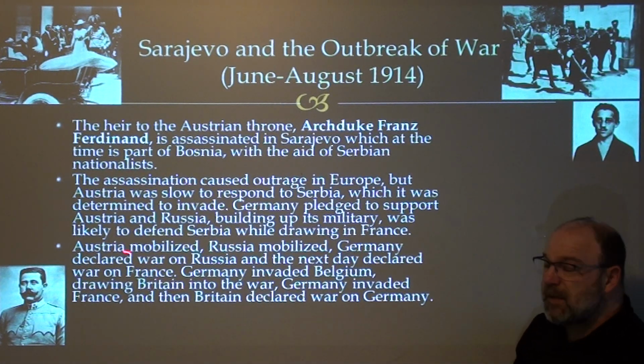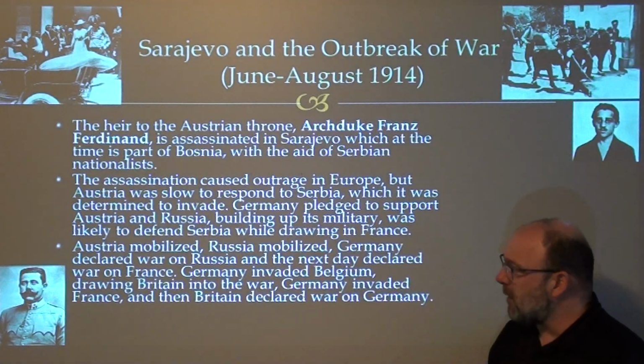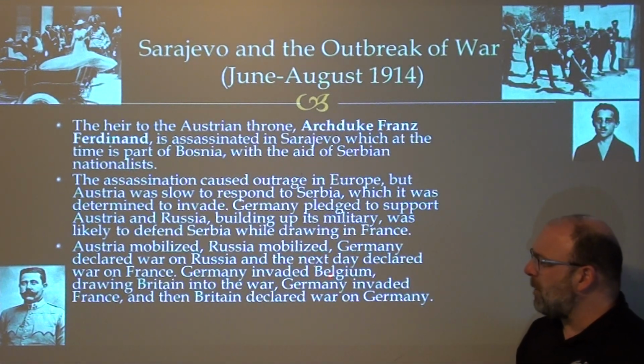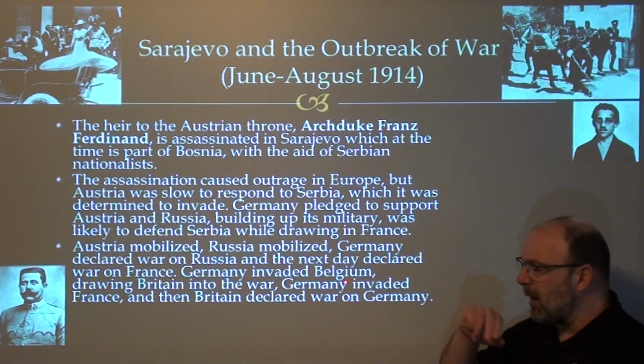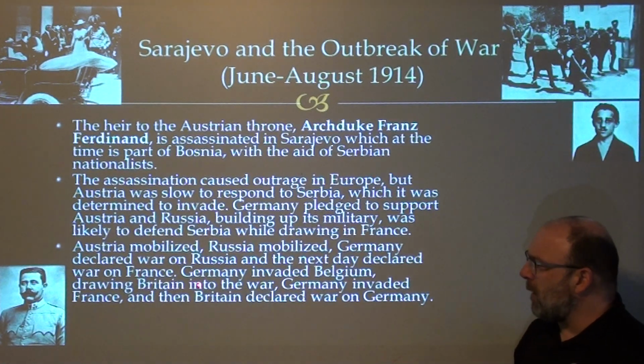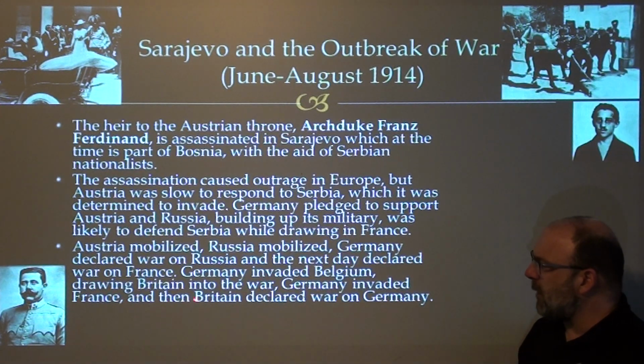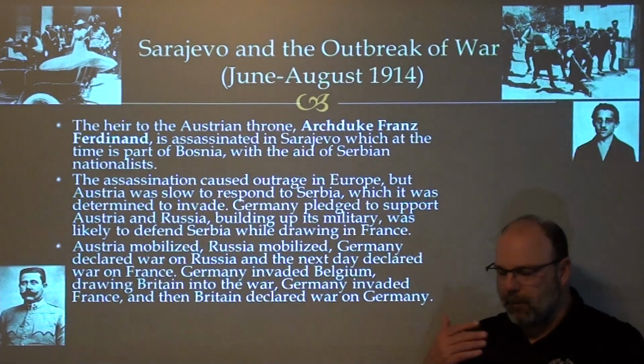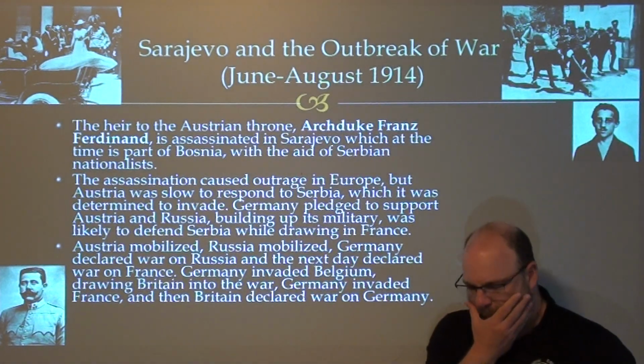Then, at this point, Britain's hoping to stay out of this. Germany invades Belgium as part of their Schlieffen Plan strategy, drawing Britain into the war. And Germany invaded France, and then Britain declared war on Germany. Okay, it's like a domino, basically. Hope that doesn't confuse you.